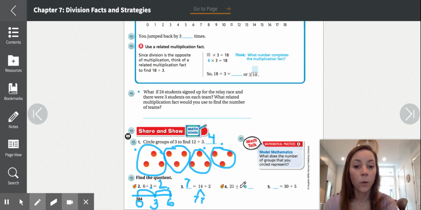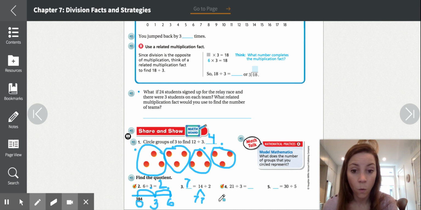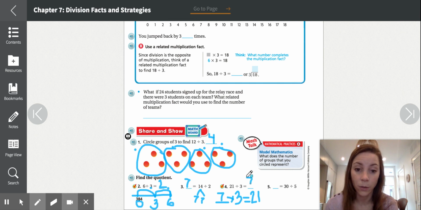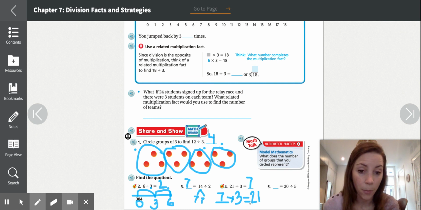Okay, next one, 21 divided by 3. Today we did 3s. So maybe my other strategy I could do is going backwards and doing a multiplication fact. So what times 3 equals 21? And hopefully this is one you have memorized by now. Usually the 3s are towards the beginning of memorizing, and you got 7. 7 times 3 is 21. If you weren't able to get 7 from memory, then you would skip count by 3s.